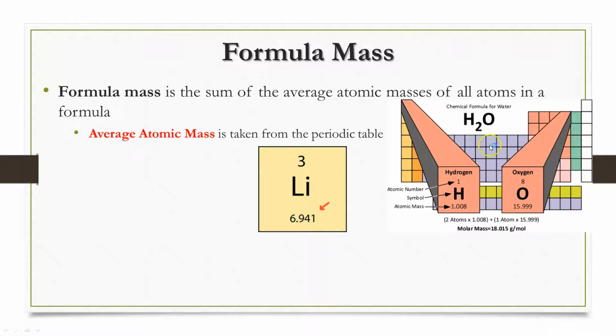So let's take a look at my first example here of water. Water is going to be a combination of obviously hydrogen and oxygen. And what I'm going to be doing is summing together the average atomic masses for all the atoms in a formula. So let's look at water there.